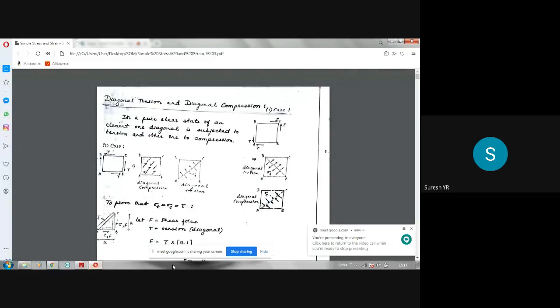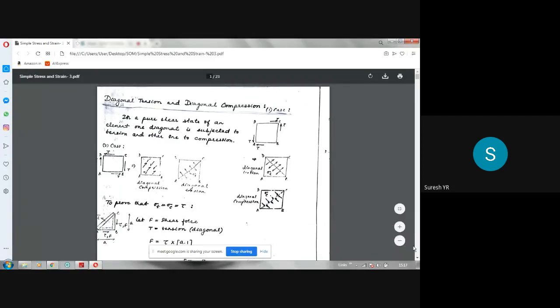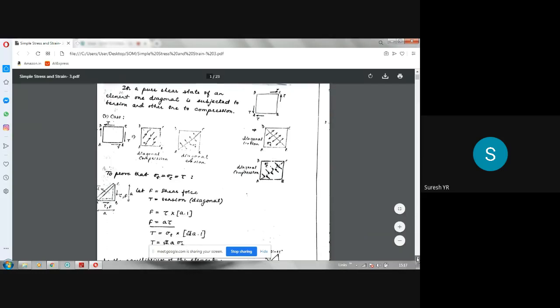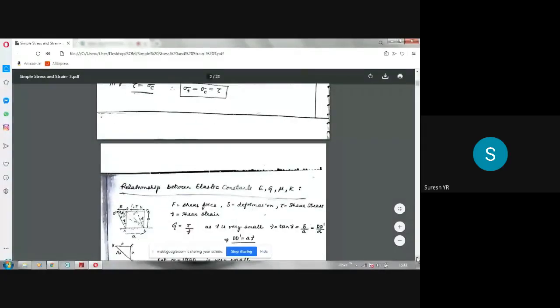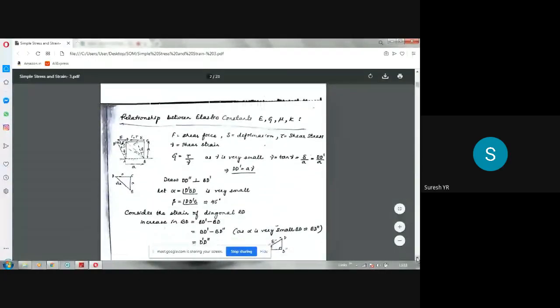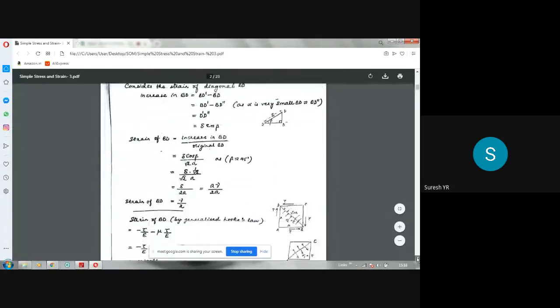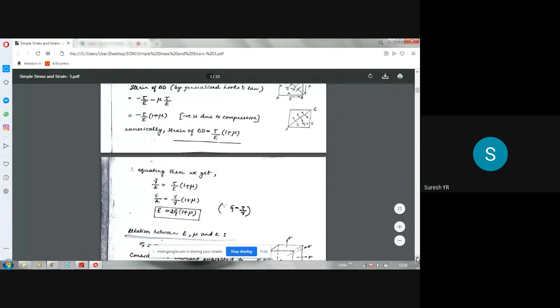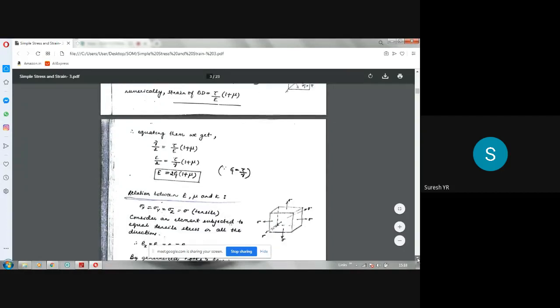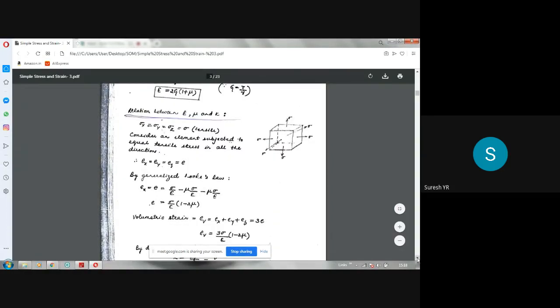In the last class, we derived an important relation between the elastic constants, using the diagonal tension and compression of an element subjected to pure shear or simple shear. So the equation was E is equal to 2G into 1 plus mu. Now, two more equations are there. There is a relation between E, mu and K also.